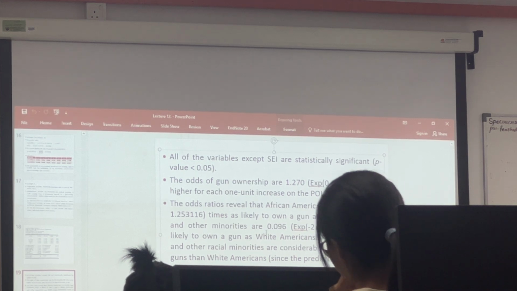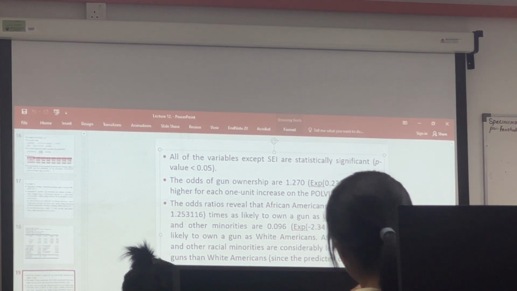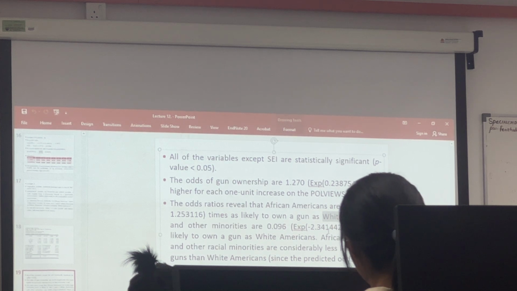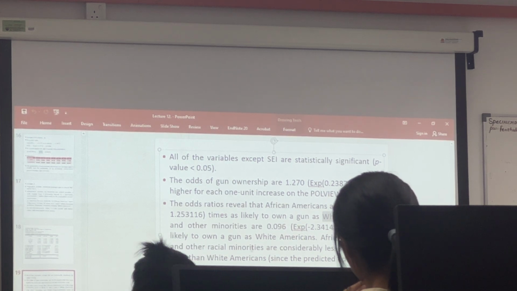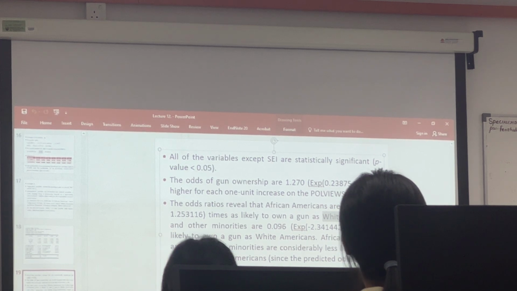And other minorities are 0.069 times as likely, given by the exponent of this, to own a gun as compared to white. So for the case of African American, it is 0.2686 compared to white, meaning that it is less likely.